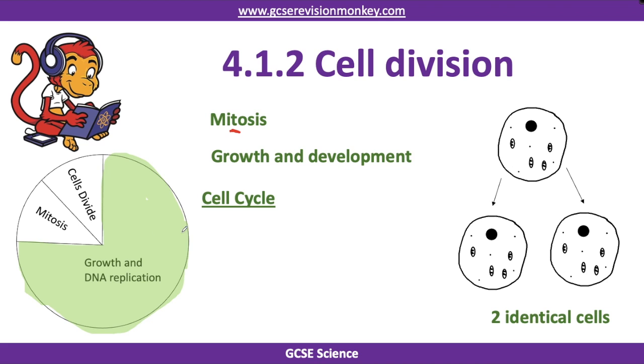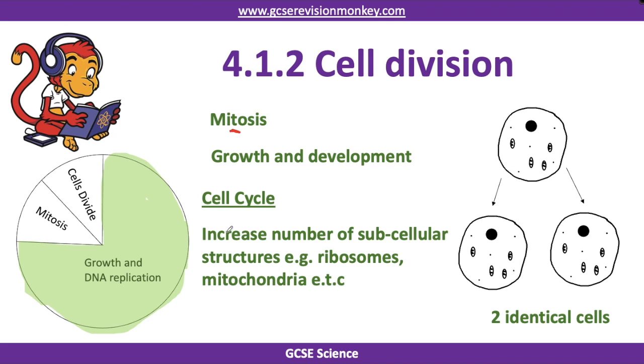So in the first part of this cell cycle process, because we need to produce 2 cells, we need to increase the number of subcellular structures, for example, the ribosomes and the mitochondria. The subcellular structures just mean the things that are inside the cell. So here we've got the ribosomes, the mitochondria, the cytoplasm, everything like that needs to double up essentially because we need to produce 2 cells from 1. So this takes the longest amount of time to increase all these subcellular structures.